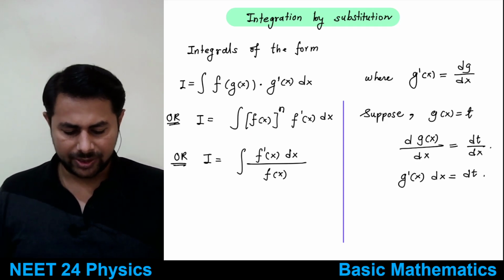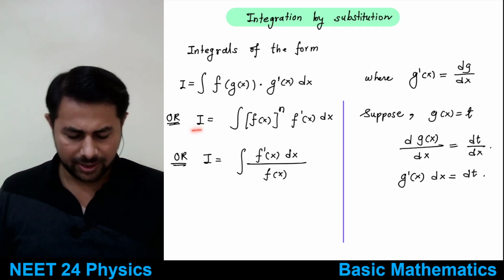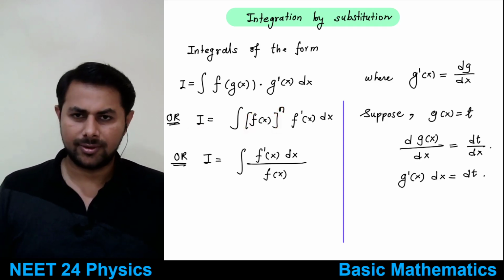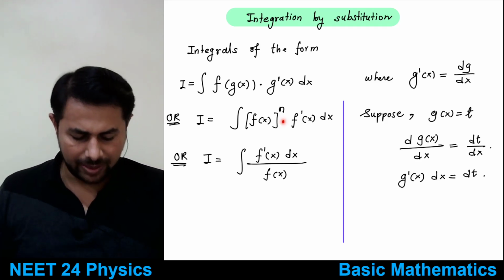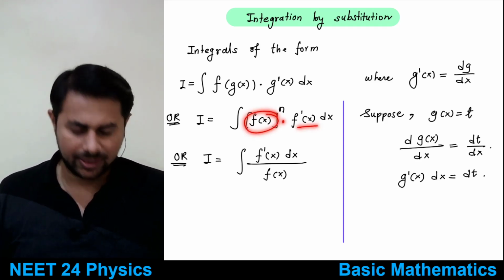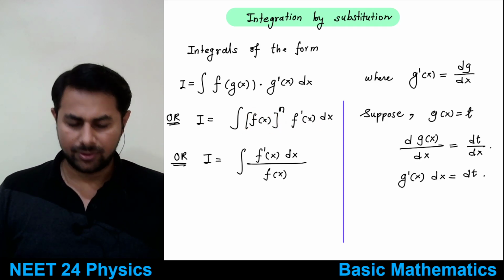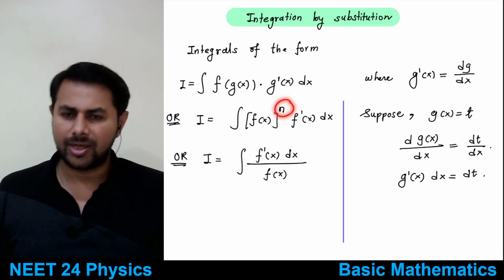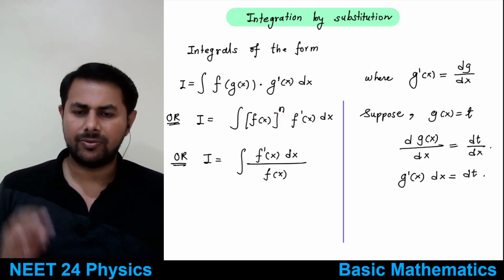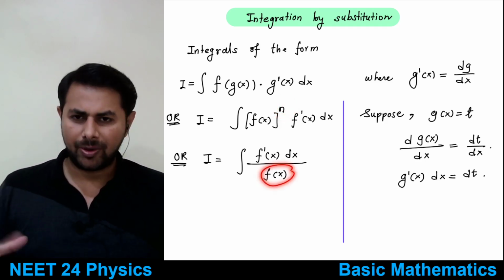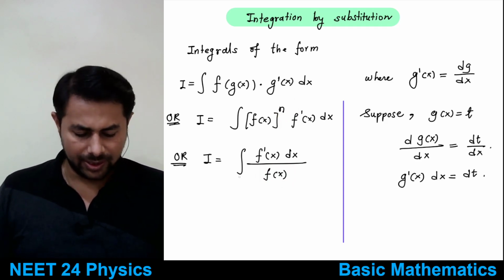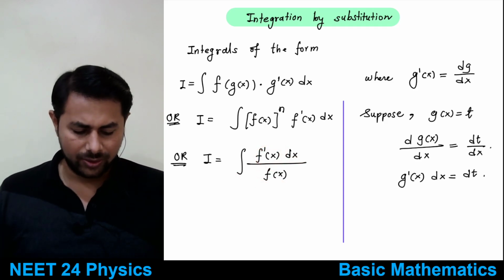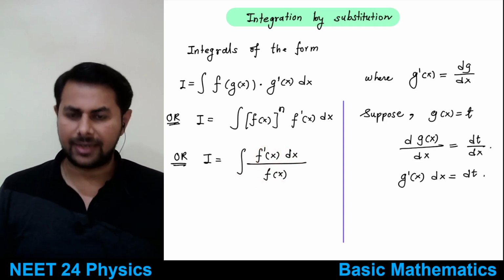Okay, it can be any function. Or there is another type: I is equal to the integral of f of x raised to n, multiplied by the derivative of f of x, which is sitting there in multiplication. Or it's 1 by f of x, because the power formula will not be applicable when n is equal to minus 1. So the integral of 1 upon f of x dx, but in multiplication you have f dash of x. So this kind of an integral.